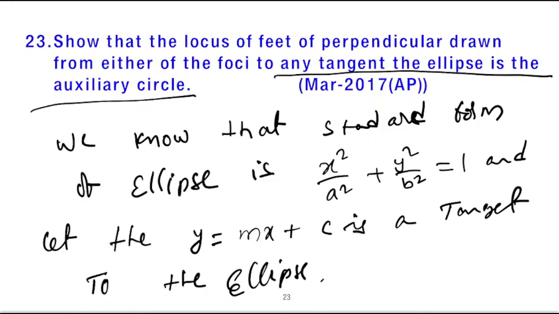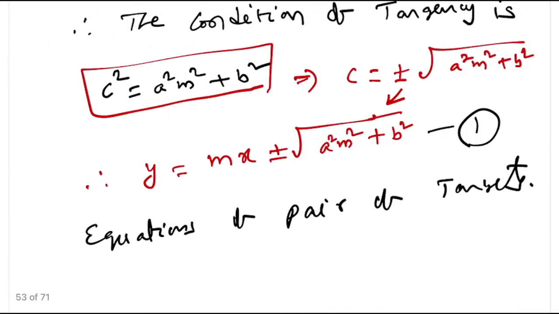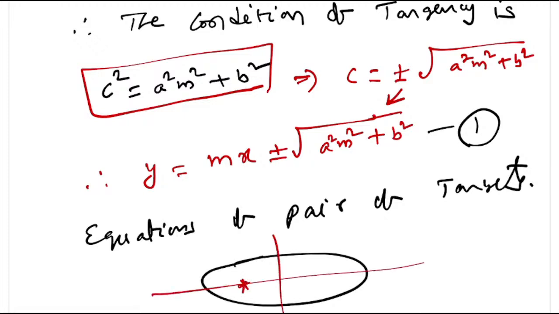So what are the foci for the ellipse? So this is our ellipse, equation 1. What will be the foci for the ellipse? SS dash. Do you know what our SS dash is? Plus or minus ae comma 0.